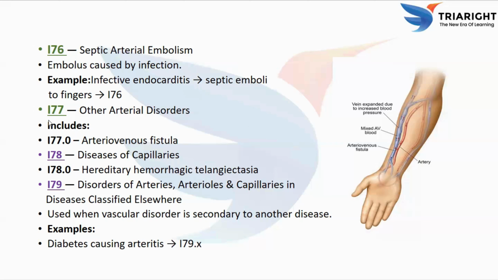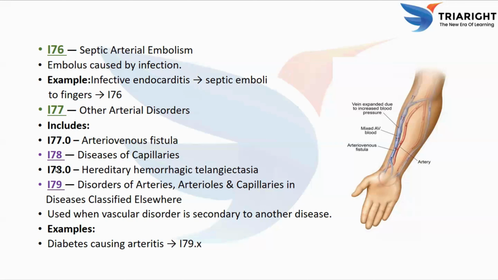So next I77, other arterial disorders. What does this category include? It includes various arterial problems that don't fit under more specific codes. This includes I77.0 for arteriovenous fistula, an abnormal connection between an artery and a vein. So blood flows incorrectly between them. Whenever arteriovenous fistula is diagnosed, you have to assign the code I77.0.